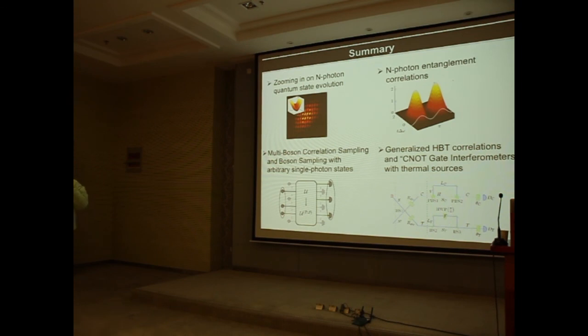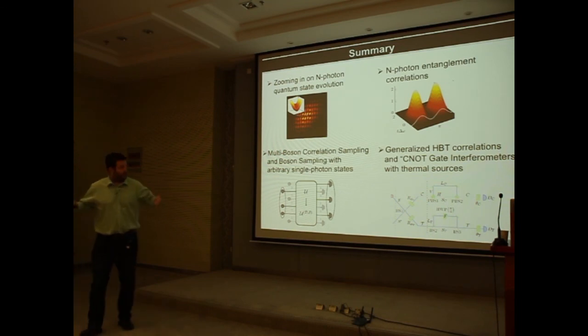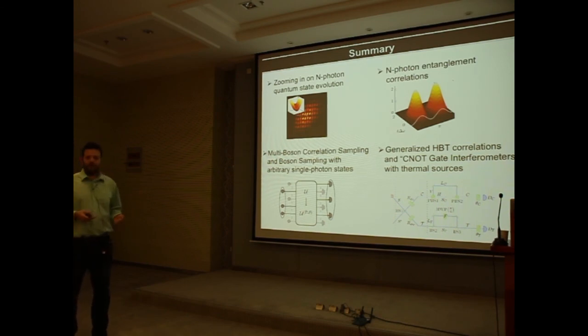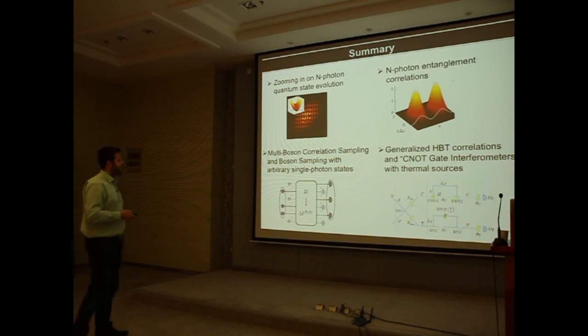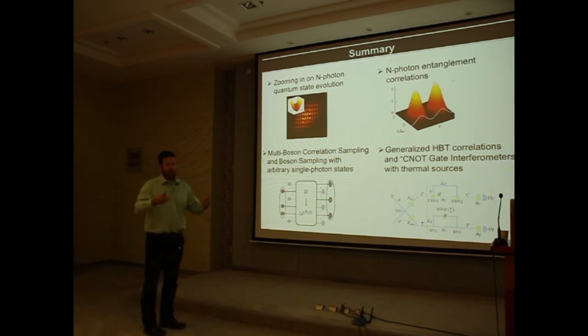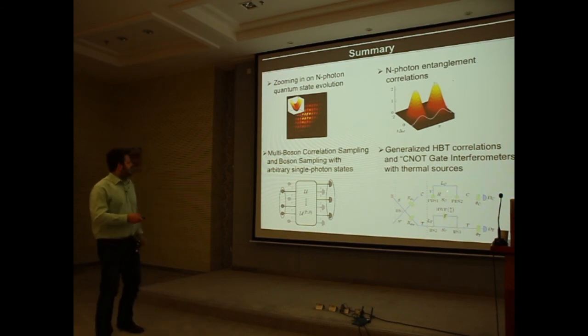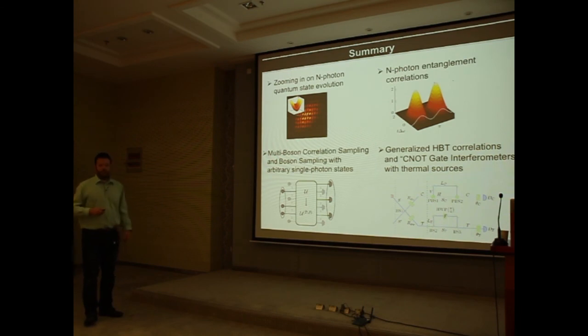So what I showed you is that we have a general approach to describe multiphoton interference for time and polarization resolving measurement, both in the bulk and the integrated case. We show how our approach allows to get interesting physics, what we call arbitrary order quantum beats, arbitrary order dips, and how this can be used to zoom in on n-photon quantum state evolution through any kind of interferometer. We show how you can achieve n-photon entanglement correlation even for photons that are not identical. And we also introduce what we call the multi-boson correlation sampling problem.